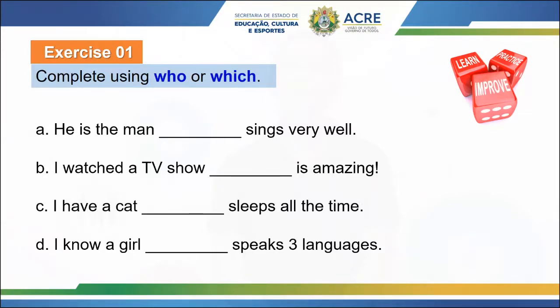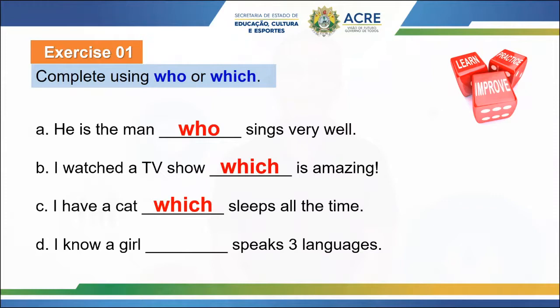So for letter A, let's check it, right? Letter A, he is the man who sings very well, right? Letter B, I watched a TV show which is amazing, right? We're talking about a TV show, so which. Letter C, I have a cat. I have a cat which sleeps all the time, right? We're talking about a cat, an animal, so let's use which.